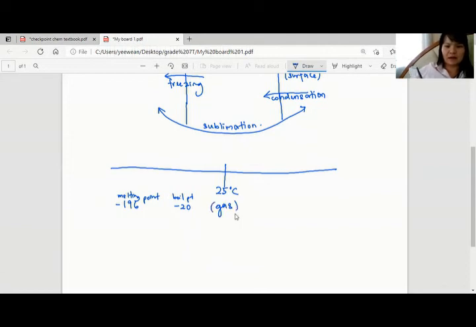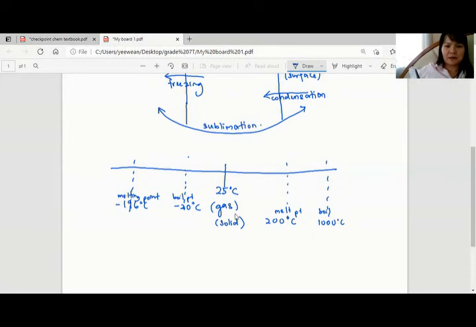So we look at the line of temperature here. Okay, what if something melts at 200? So 200 is above 25. And maybe it boils at 1000. So we look at this. So at 25, it hasn't even melted. So if it's not melted yet, therefore it's still a solid.